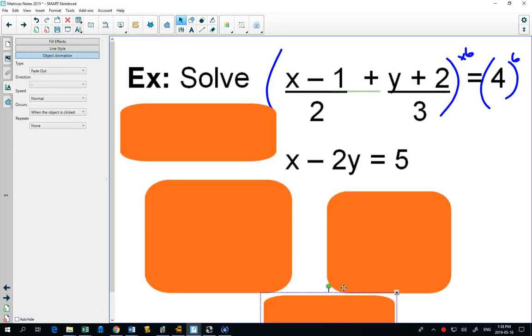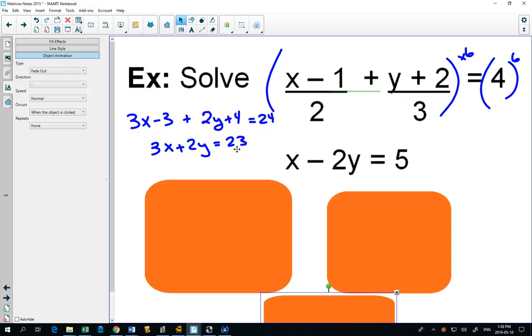The first thing that I did was I got rid of the fractions in that first equation. So I noticed if I multiplied everything by 6, I would get rid of the 2 and get rid of the 3. That would leave me with 3 times x minus 1, which would be 3x minus 3, and 2 times y plus 2, which would be 2y plus 4. And I rewrote that as 3x plus 2y equals 23, combining all my like terms.